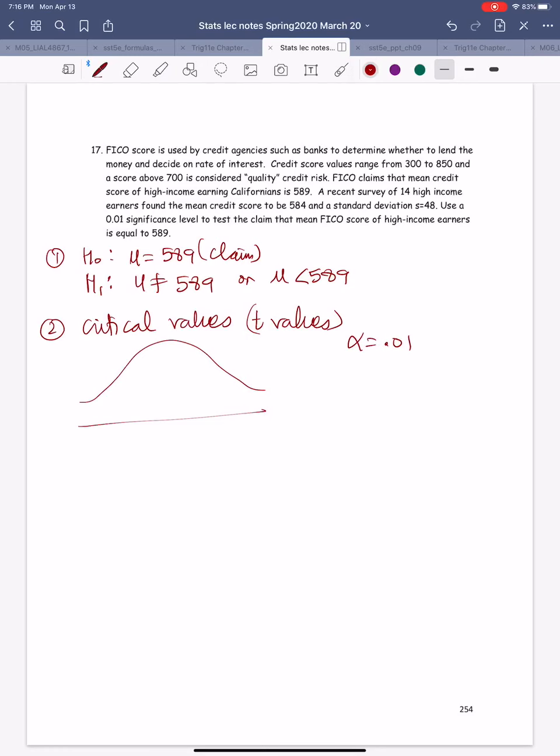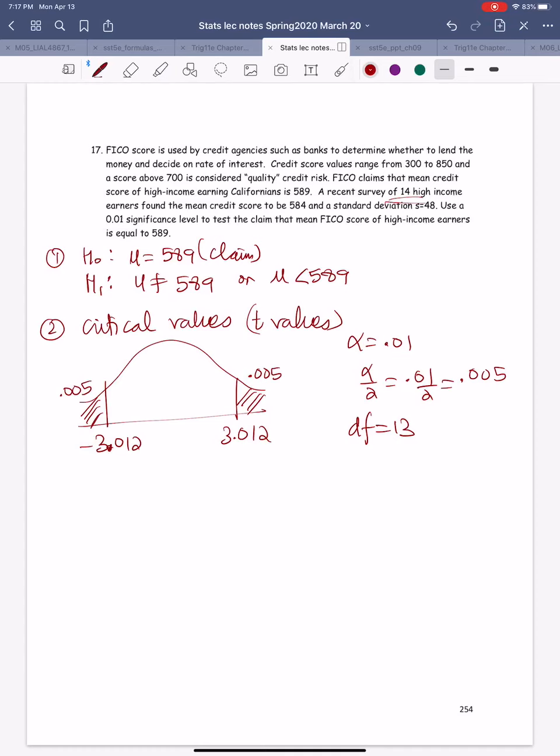0.01, 0.005, and that turns out to be degrees of freedom is 13 in this case because the sample size is 14. So my t critical values are 3.012, negative 3.012.